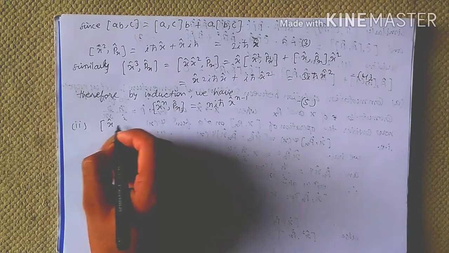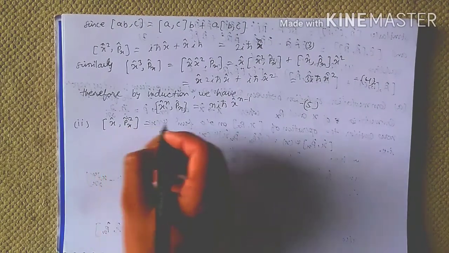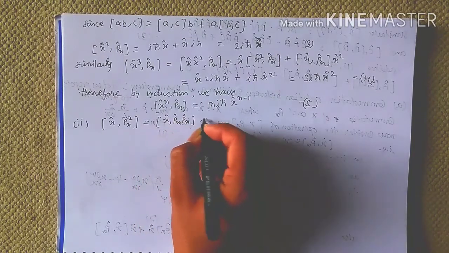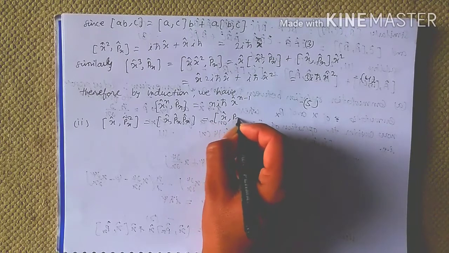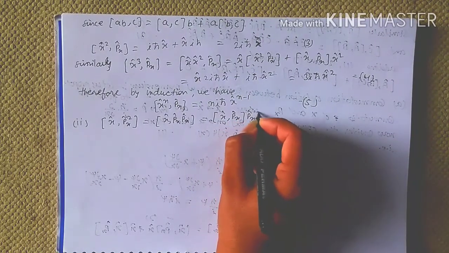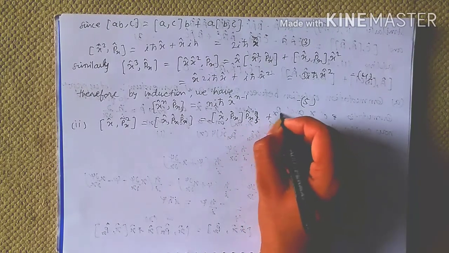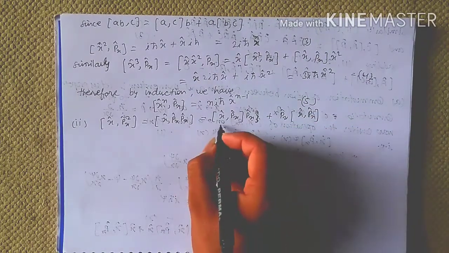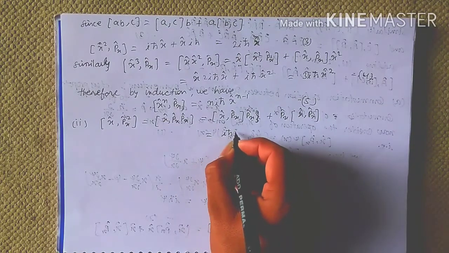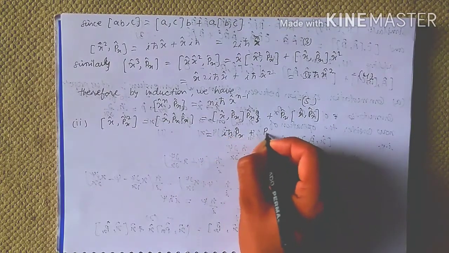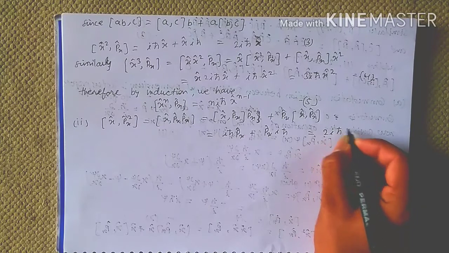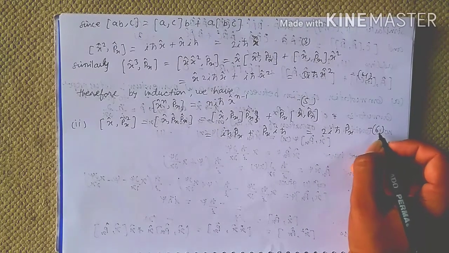Equation 5. Now second is commutator of x̂ and p̂x power 2, which is equal to commutator of x̂, p̂x times p̂x plus p̂x times commutator of x̂, p̂x. We know commutator of x and px is equal to iota ħ, so this is iota ħ p̂x plus p̂x iota ħ, equal to 2 iota ħ p̂x. Equation 6.